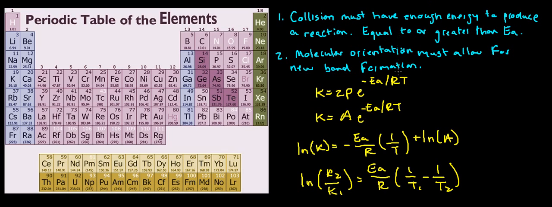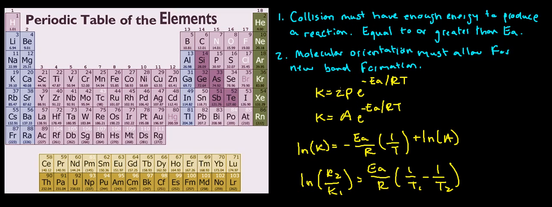From these two principles, they came up with this equation: k is equal to Zp e raised to the negative Ea, which is activation energy, divided by RT. R is everyone's favorite number. Z is the collision frequency, and p is called the steric factor.